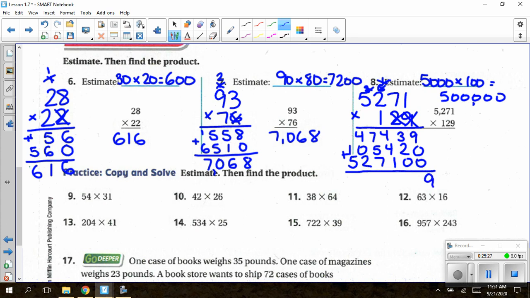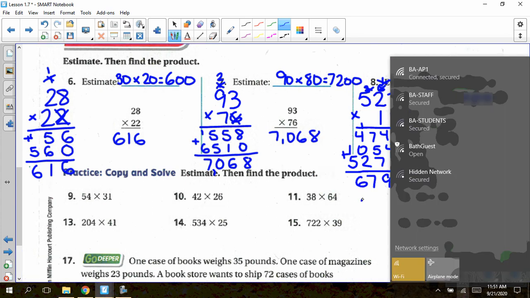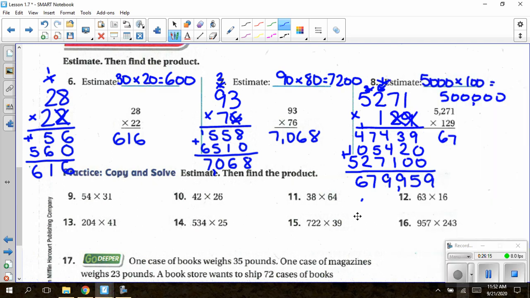and 9 plus 0 is 9, 3 plus 2 is 5, plus 0 is still 5, 4 plus 4 is 8, plus 1 is 9. So now I have 7 plus 5, which is 12, 12 plus 7 is 19, carry the 1, 1 plus 4 is 5, 5 plus 2 is 7, and 1 plus 5 is 6. So my final answer is 679,959. I apologize, my computer is going a little crazy.